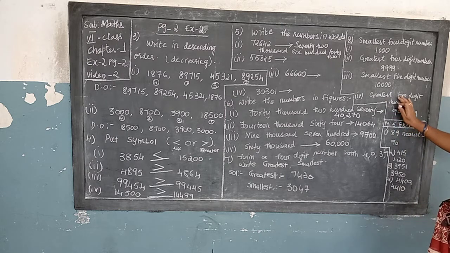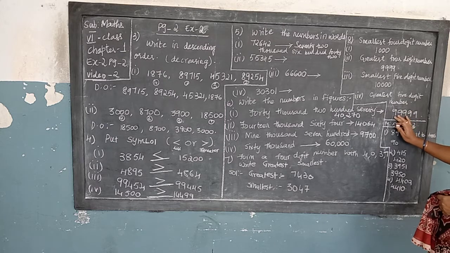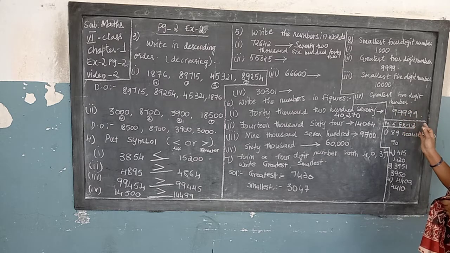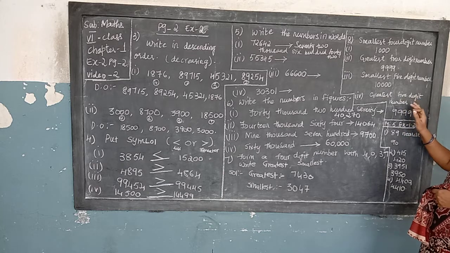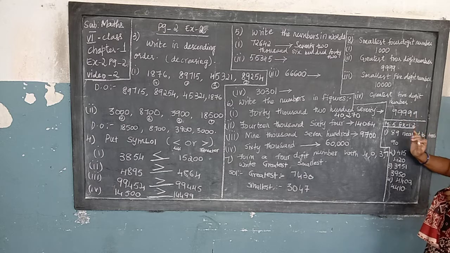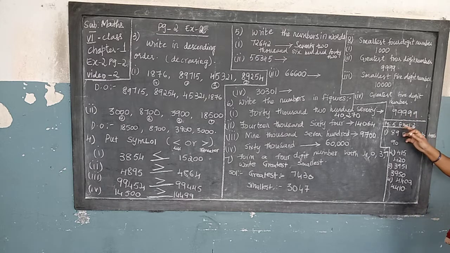Okay. Greatest 5-digit number. 99,999. You need not spell it. Just 5-digit number means 1, 2, 3, 4, 5. 5 nines. Okay. Next, page 5 of exercise 1.2, children.